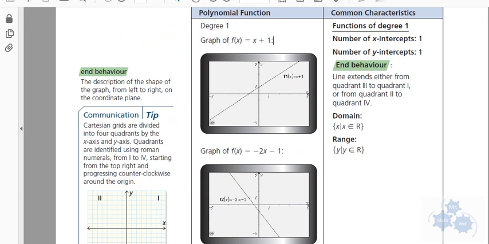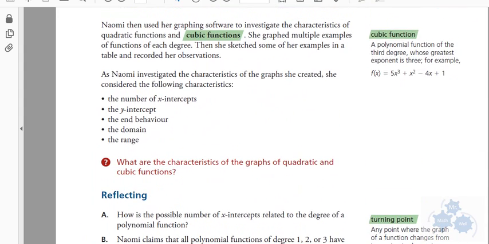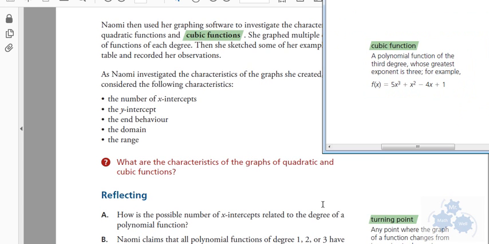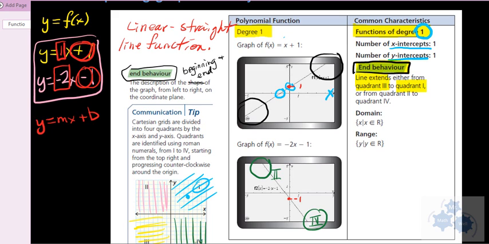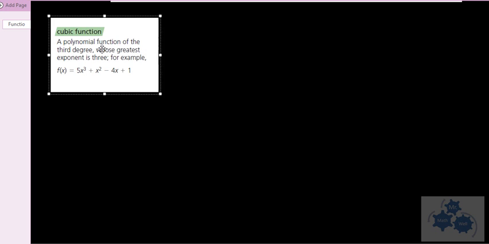All right, let's go back to the textbook here then, and let's move on to the next page. There's another type of function we're going to talk about. That's the next one that they talk about, and it's a cubic function. All right, cubic function. Let's take a look at what a cubic function is. So we talked about a linear function, and now we're going to talk about a cubic function. Let's paste that there. Move it over maybe.